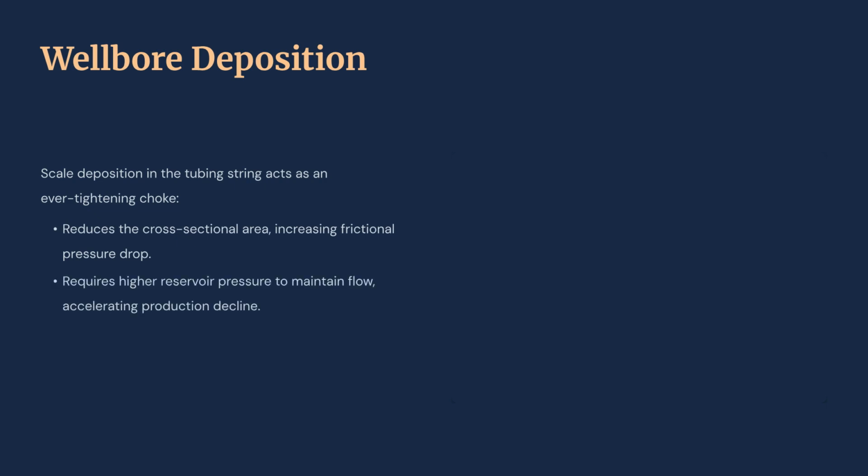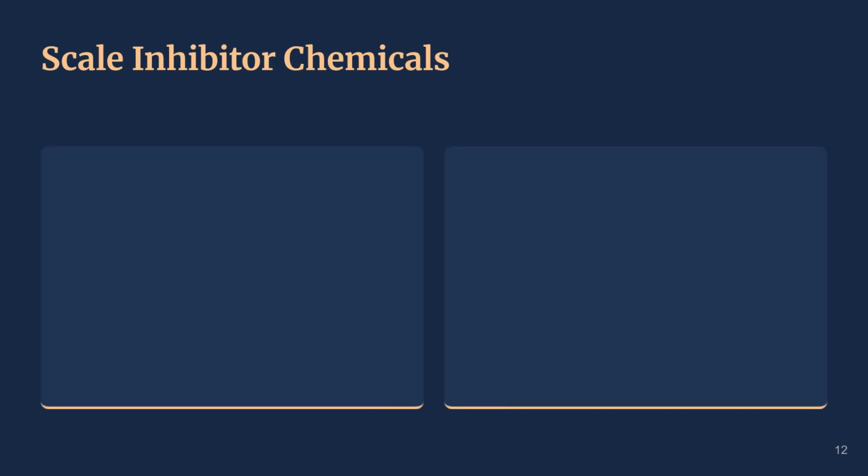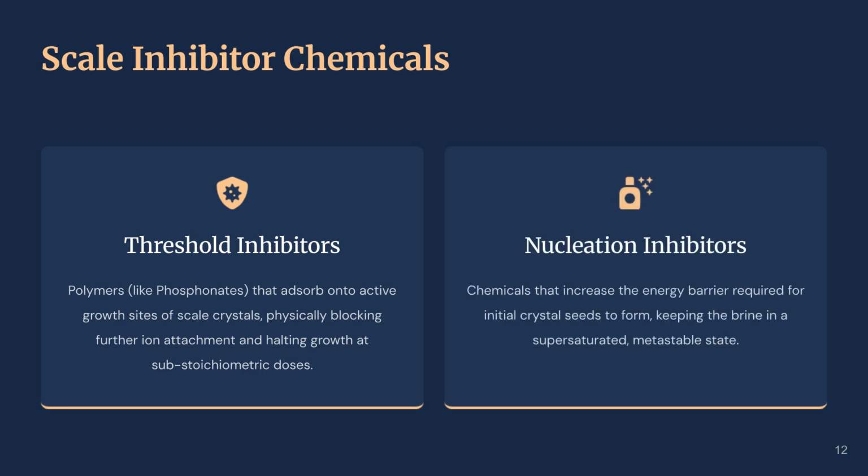Deposition within the tubing string acts as an ever-tightening choke. This reduces cross-sectional flow area, increases frictional pressure drops, accelerates production decline, and can even create critical safety hazards by interfering with downhole safety valves. We manage these risks using specific chemicals. Threshold inhibitors adsorb onto active growth sites to block crystal development, while nucleation inhibitors increase the energy barrier required for initial crystal seeds to form.